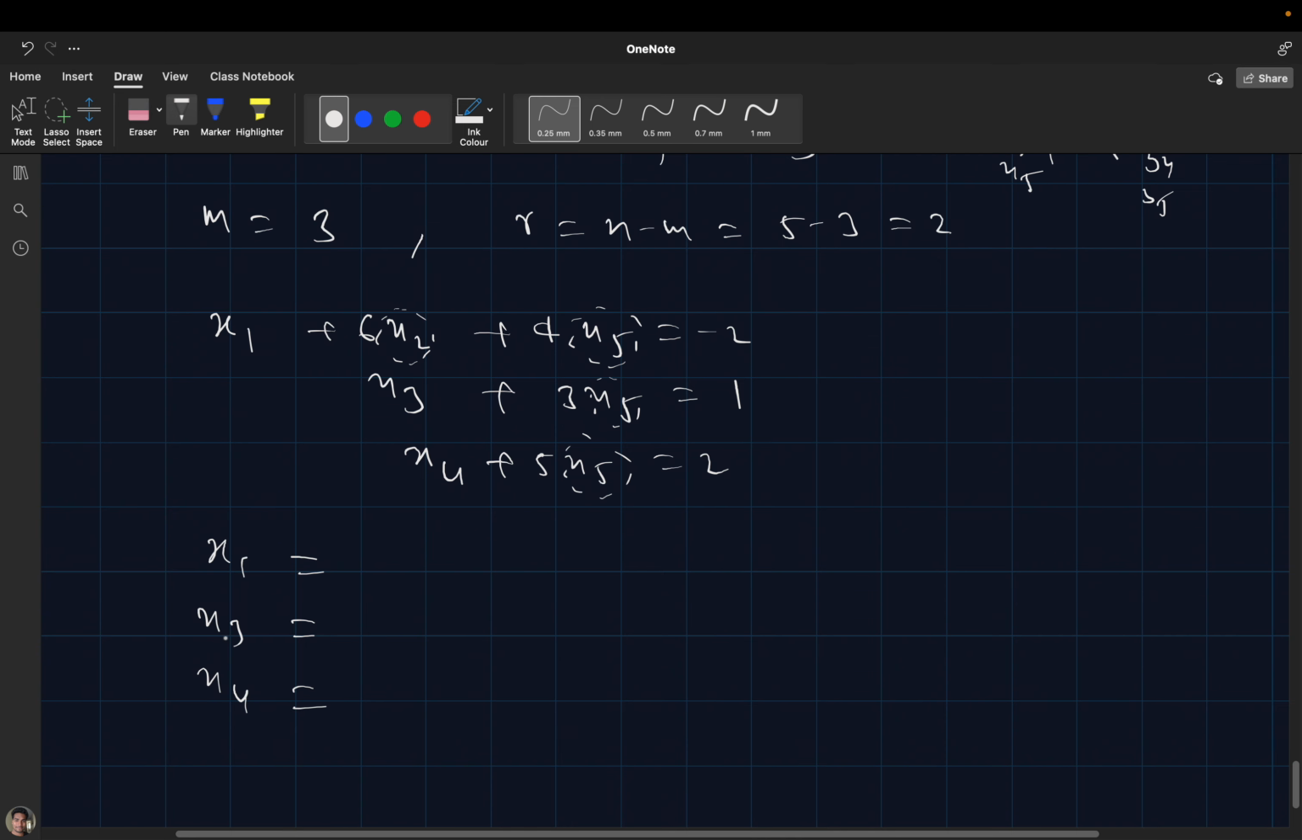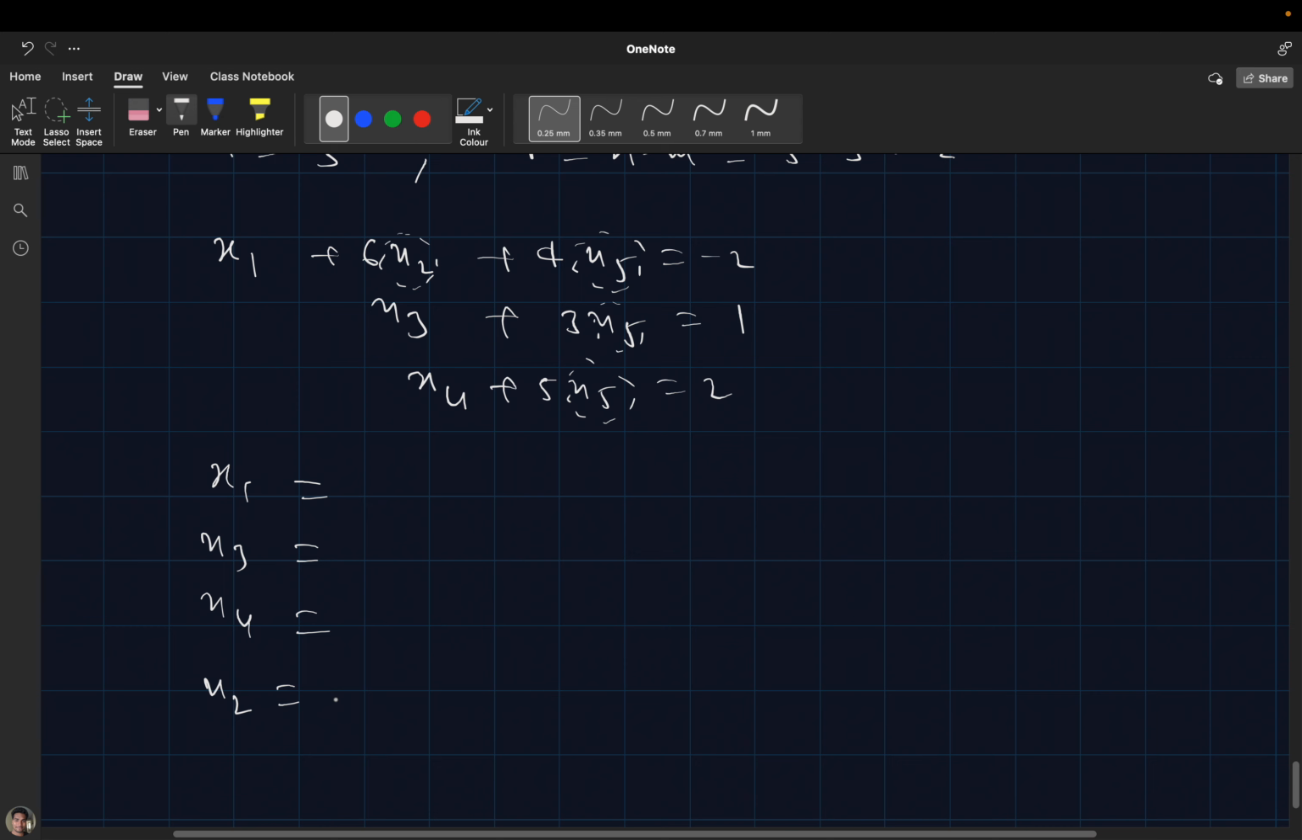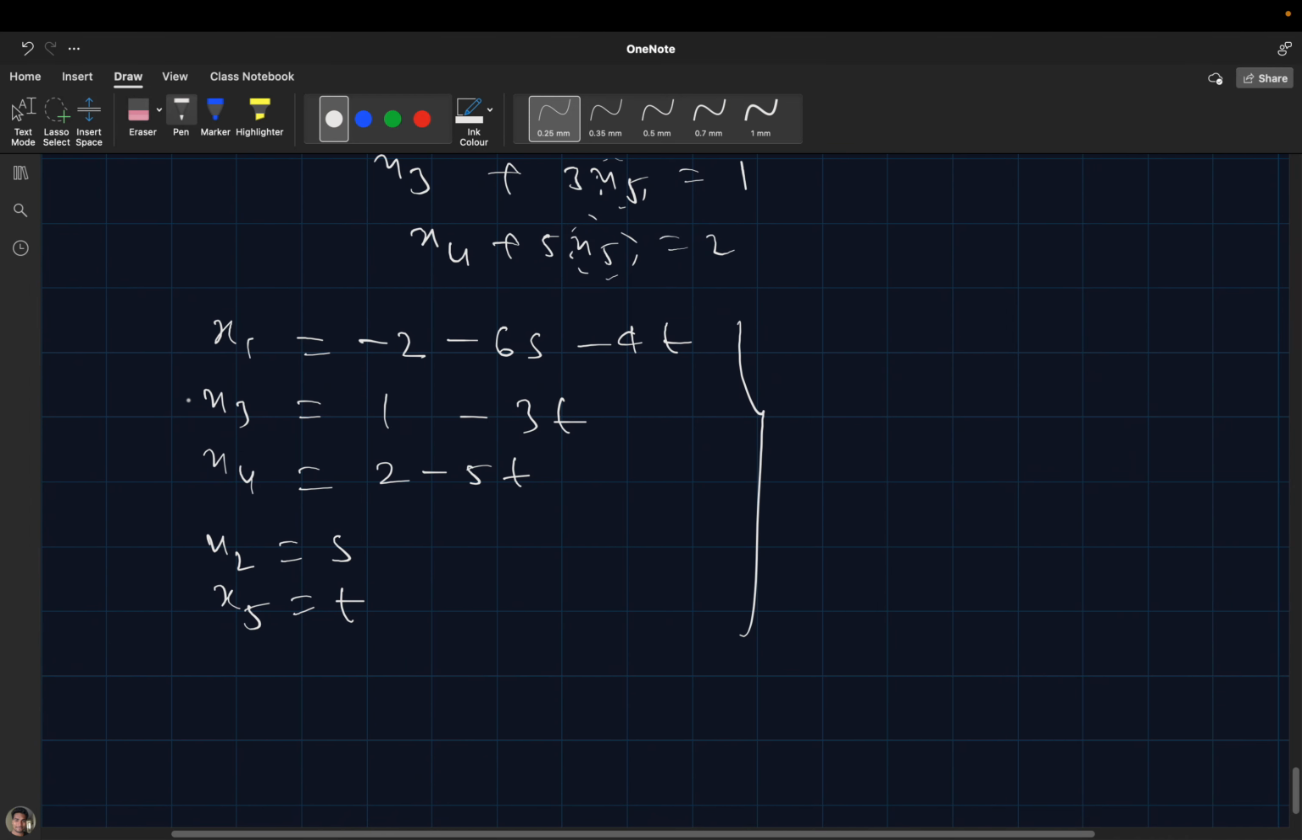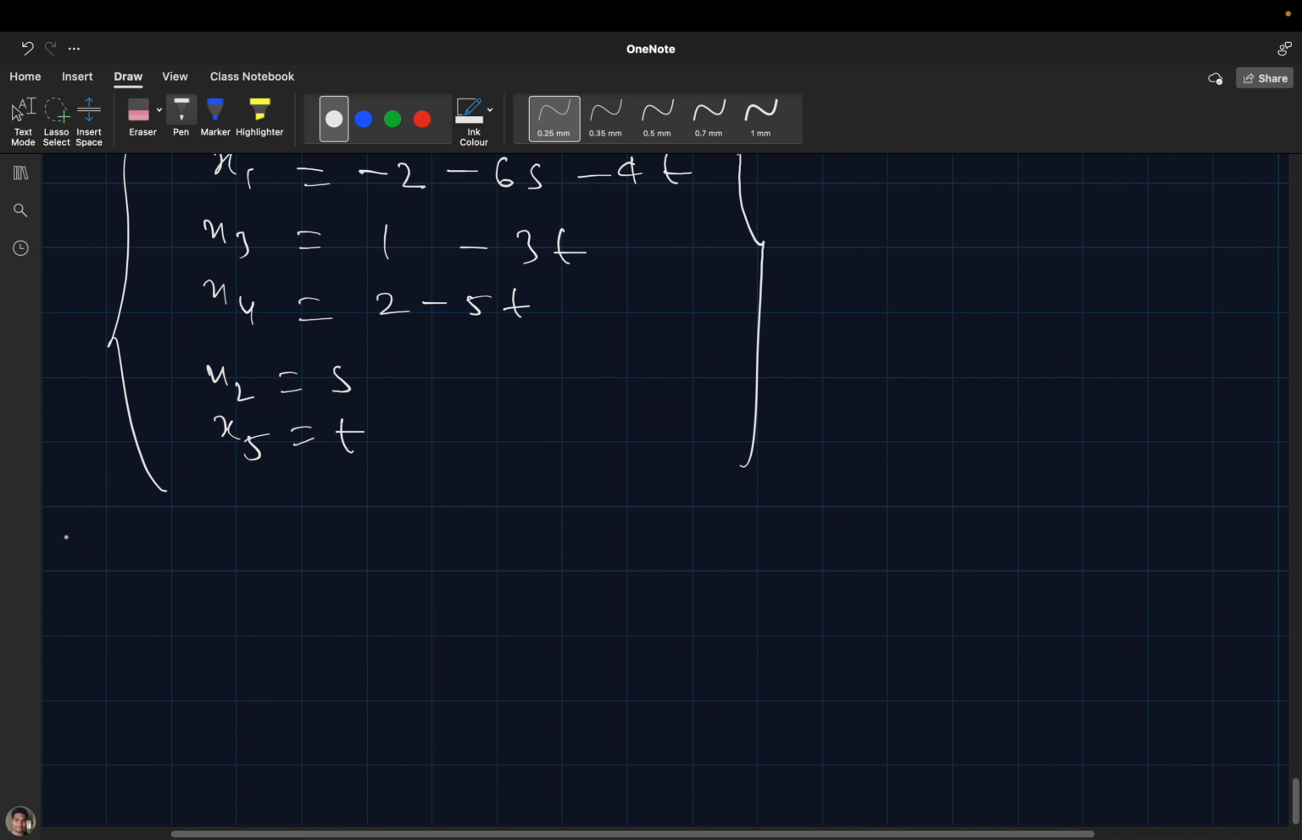So x1, x3, x4 can be written in terms of the free variables. Suppose you take x2 equal to s, and x5 equal to t. Then x1 will be -2 minus 6s minus 4t, x3 equal to 1 minus 3t, and x4 equal to 2 minus 5t. So this is the solution. Now let's take another example.